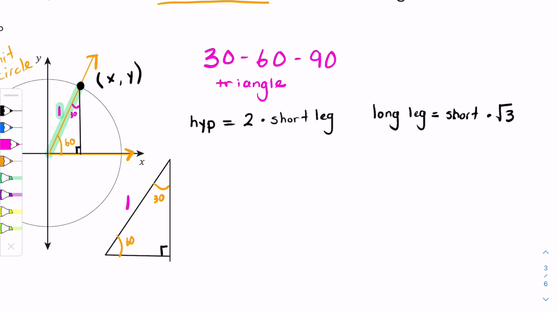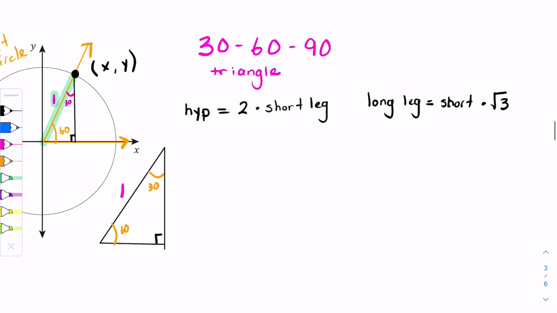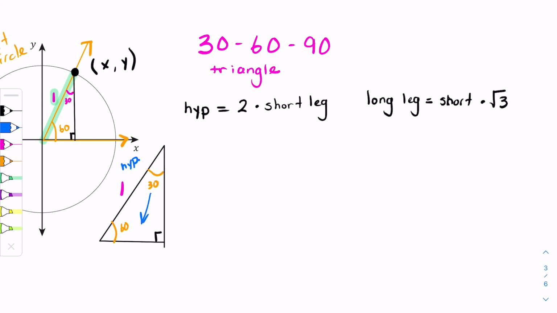I'm also going to label the sides for you. So the hypotenuse is always the diagonal. The short side is literally the short side of the triangle, but it's also always across from the smaller angle. And then the long side is your last leg.